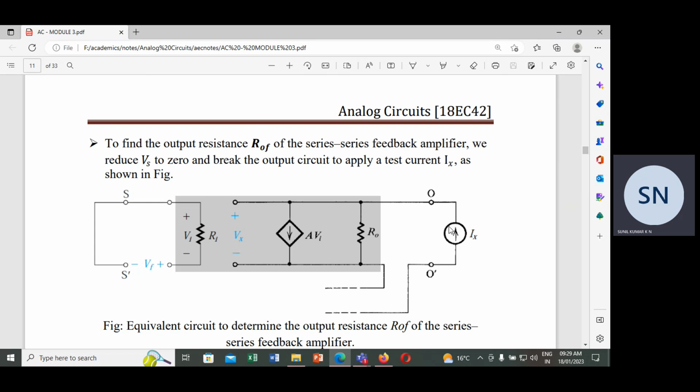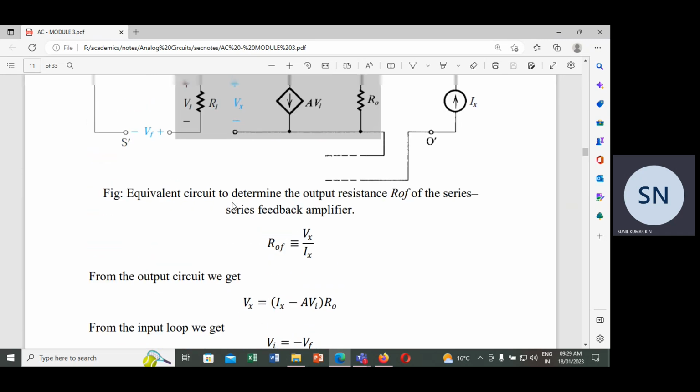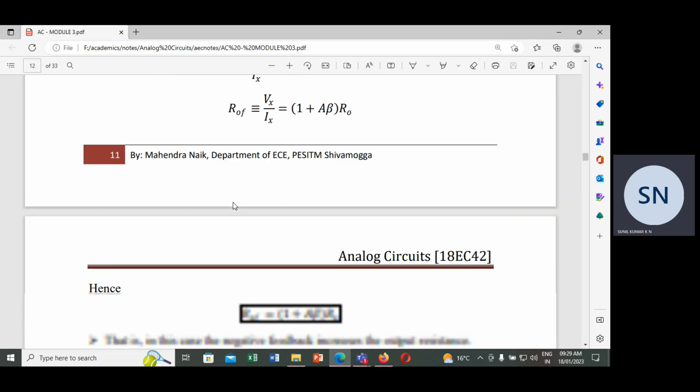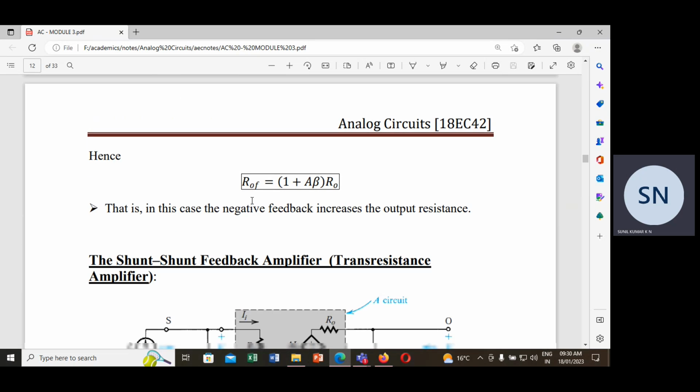So here the output is current signal. So I am replacing the output with the test current source, and here also you will be having that current flowing here. So Vs dash I am making it as 0. That means I am going to connect a short circuit so that the signal source voltage is 0. And since it is series, again you will be getting the expression R naught of F will be equal to R naught multiplied with 1 plus A beta.